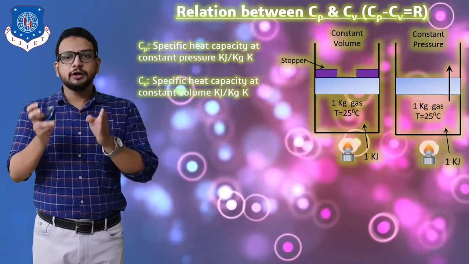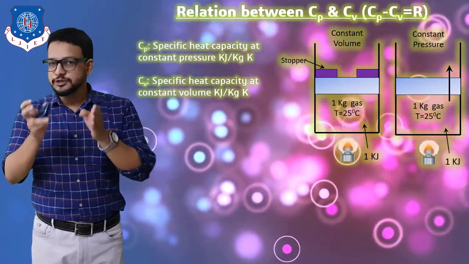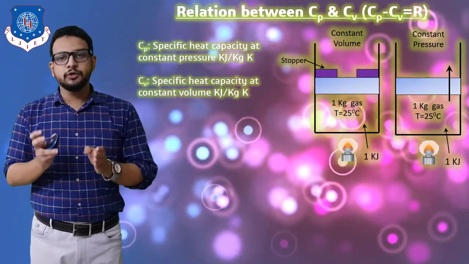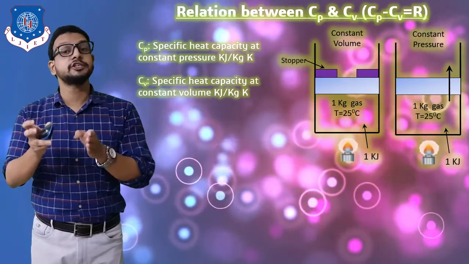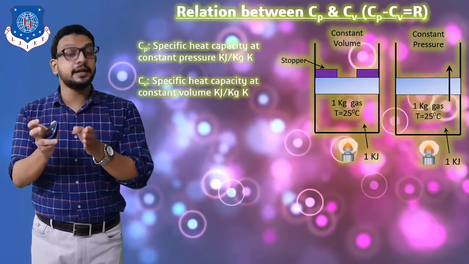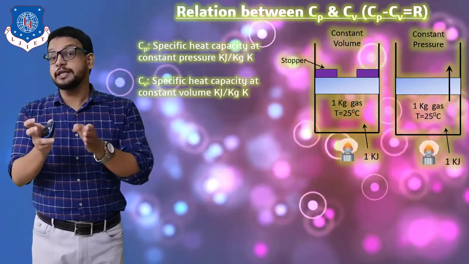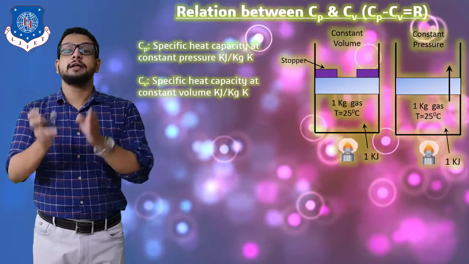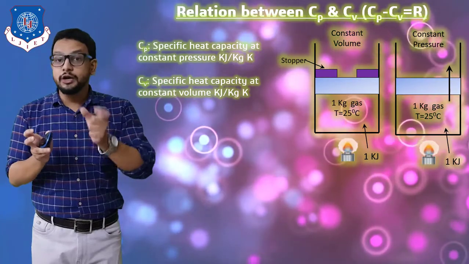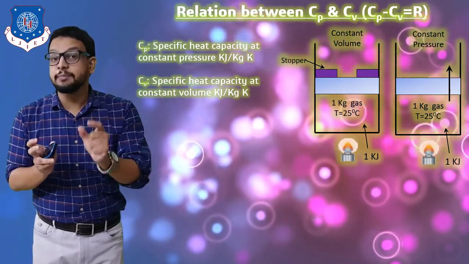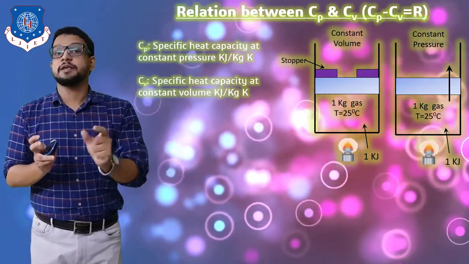So first of all, let's quickly revise the definition of specific heat capacity. We know that specific heat capacity is the amount of heat energy required to raise the temperature of 1 kg of a gas by 1 degree, that is either 1 degree Celsius or 1 Kelvin. Whatever heat energy is supplied to do that is called the specific heat capacity.